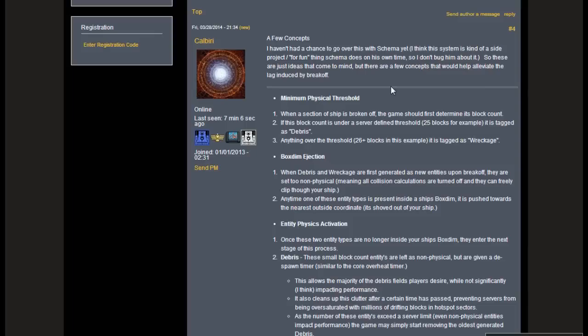I haven't had a chance to go over this schema yet. This is a kind of side project. These things are just ideas that have come to mind. There are a few concepts that would help alleviate the lag induced by break-off. Not the break, the break-off. When you shoot a ship and parts fly off, I don't know if you've messed with that setting.